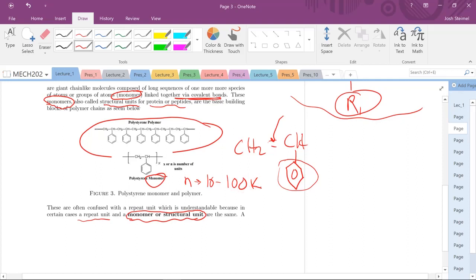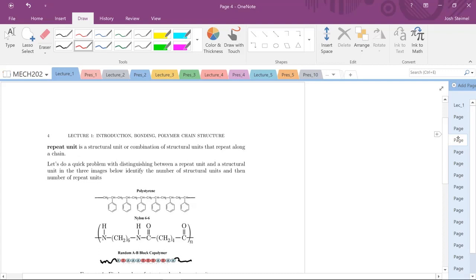So large orders of magnitude difference. We're looking at 10 to the 4 orders of magnitude difference, and that's going to really affect the properties. But we're getting a little bit ahead of ourselves. Let's go back to this idea of repeat unit and structural unit.